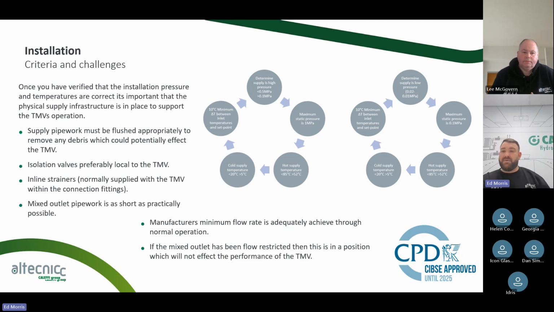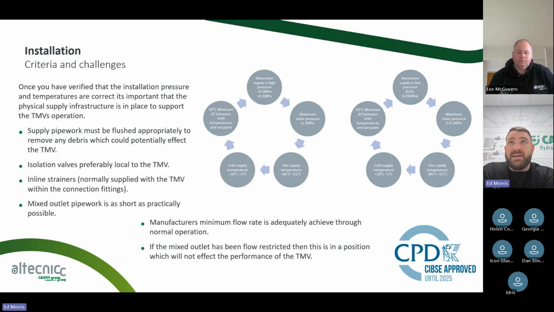We don't want to create a dead leg, but we also want to have the best control we can, by keeping the pipe work as short as possible. Make sure the manufacturer's minimum flow rates are adequately achieved through normal operation. So make sure that the minimum flow of the valve is achieved. If it's not, you will get instability in your temperature. So make sure that those flow rates are achieved.